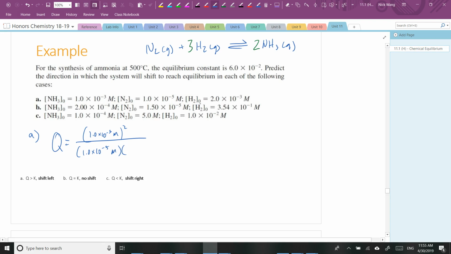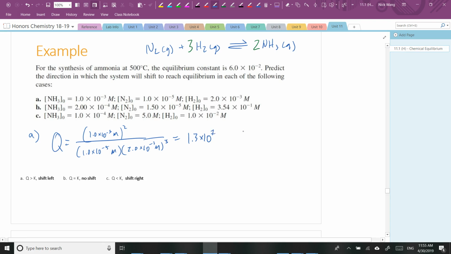And then you have H2, with this amount, 2.0 times 10 to the minus 3rd molar, raised to the 3rd power. All right. So again, we're calculating Q the same way, mechanics-wise, as we calculate K. So let's go ahead and figure out what this equals. This ends up equaling 1.3 times 10 to the very large 7th power. Of course, there's no units with it.